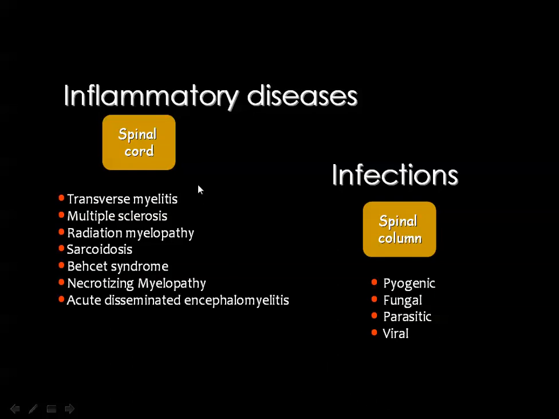The inflammations of the spinal cord include the transverse myelitis, MS, multiple sclerosis, radiation myelopathy, sarcoid, Behçet syndrome, necrotizing myelopathy, and acute disseminated encephalomyelitis or ADEM. The infectious lesions affecting the vertebral column are either due to pyogenic organisms, due to fungi, parasites, or viral infection.